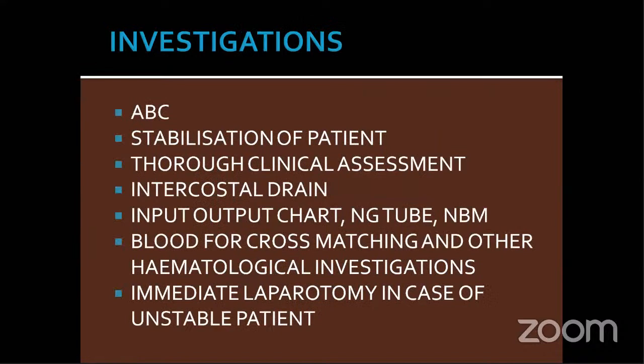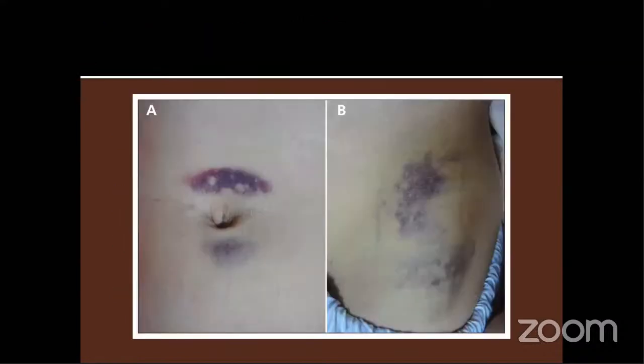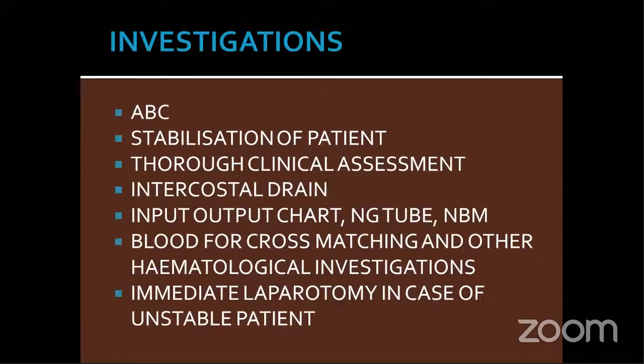Ma'am, can you repeat what is Gray Turner sign? It is the bruising or bluish discoloration of the left flank. Okay, ma'am, left flank. This is bluish discoloration around the umbilicus, which is called Cullen sign. Cullen sign. Okay. Shall I proceed or shall I repeat? No, ma'am, you can proceed.